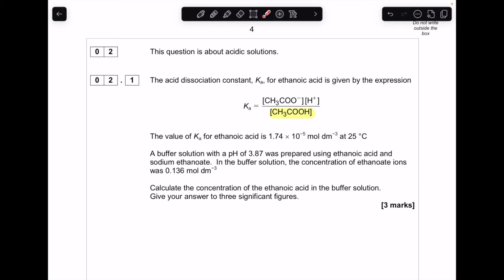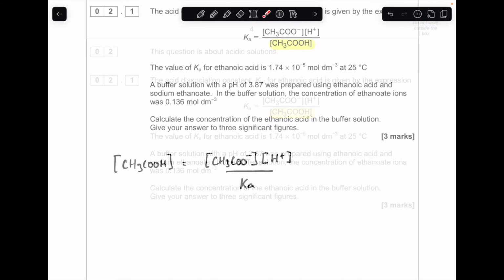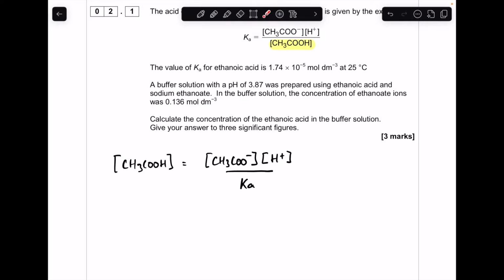Okay, so let's make a start. For part 1, we've just got to calculate the concentration of the ethanoic acid in this buffer solution. So we just have to rearrange for the acid and sub in all the numbers. So the equation rearranges to that.